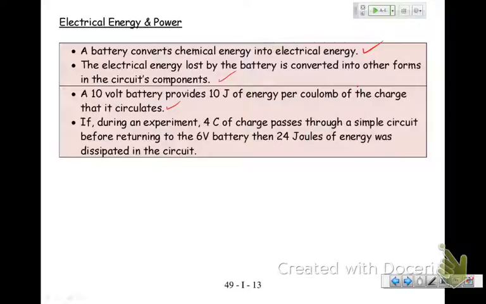If during an experiment 4 coulombs of charge passes through a simple circuit before returning to a 6-volt battery, then 24 joules of energy was lost. So you say, well, 6 joules per coulomb, that's volts, times 4 coulombs is equal to 24 joules. Does that make sense? So my energy is equal to Q times delta V.